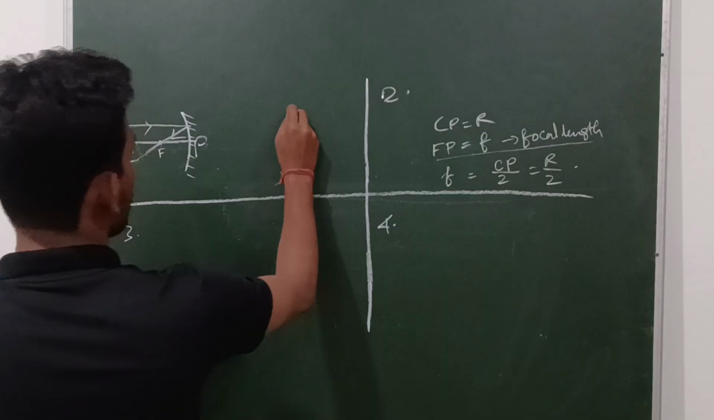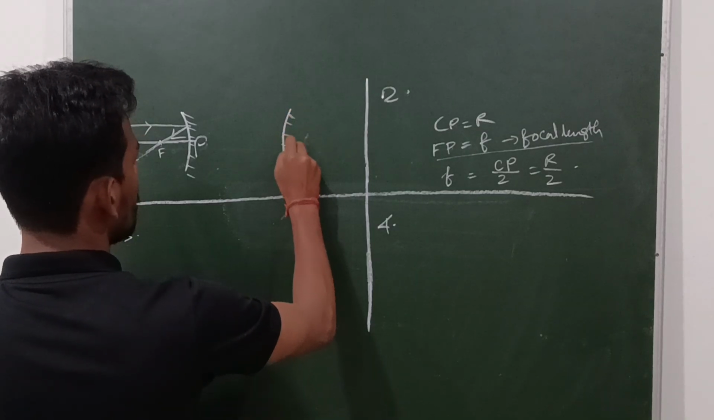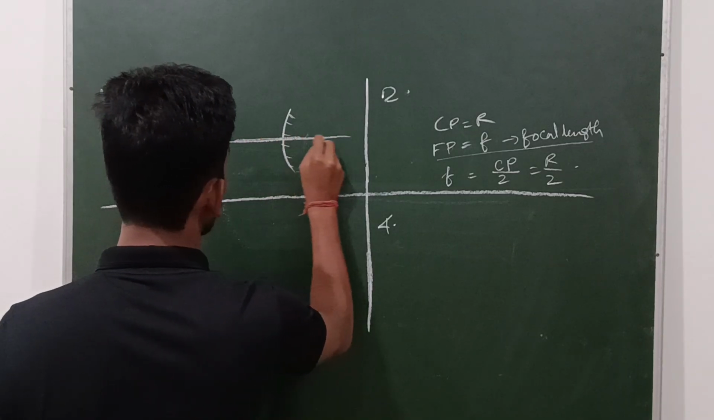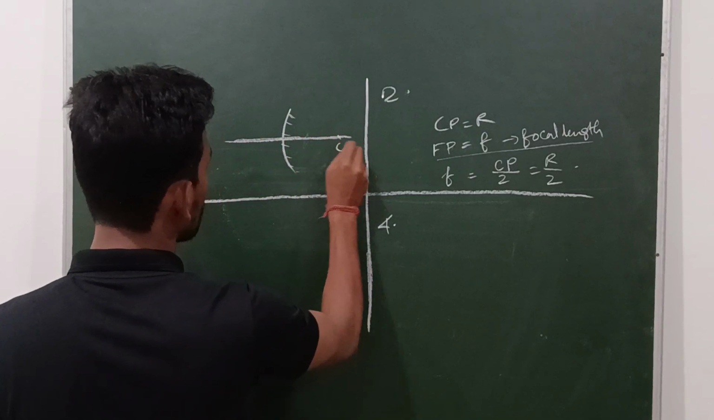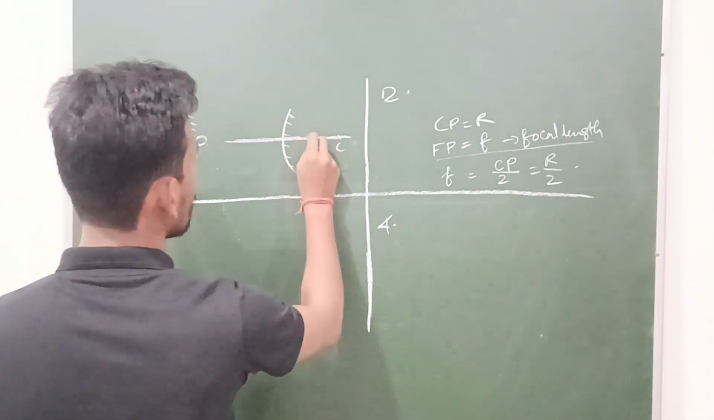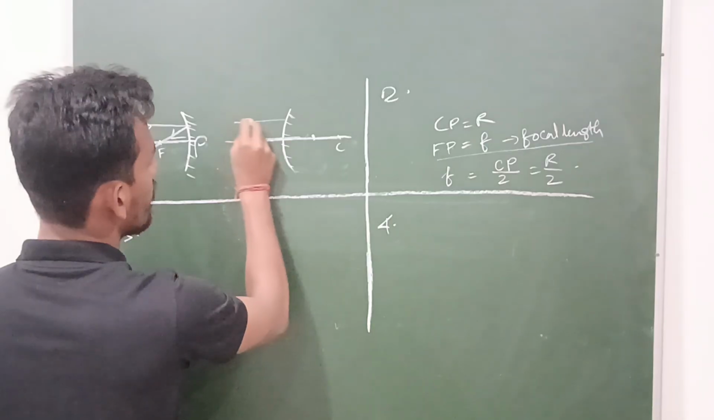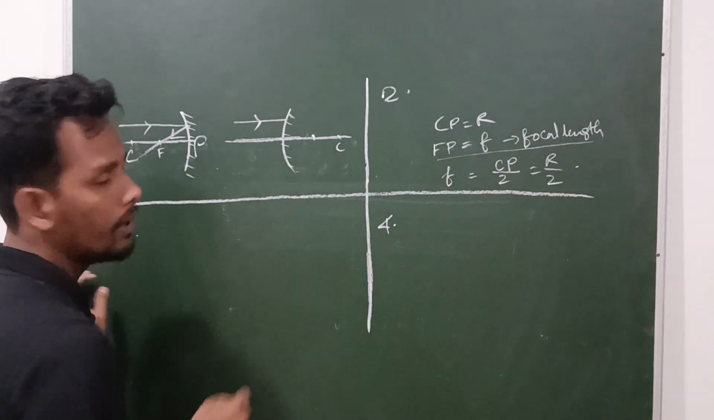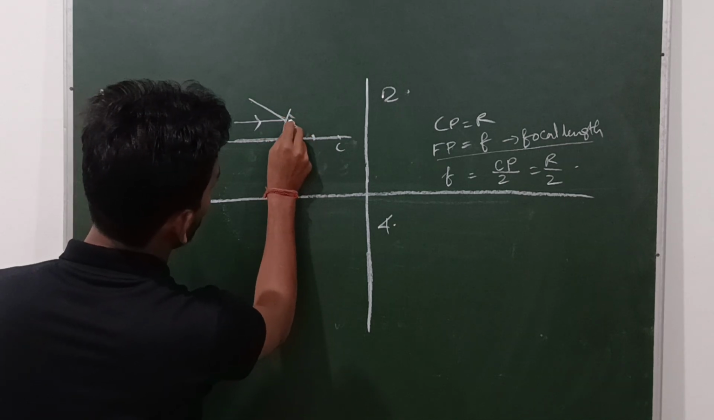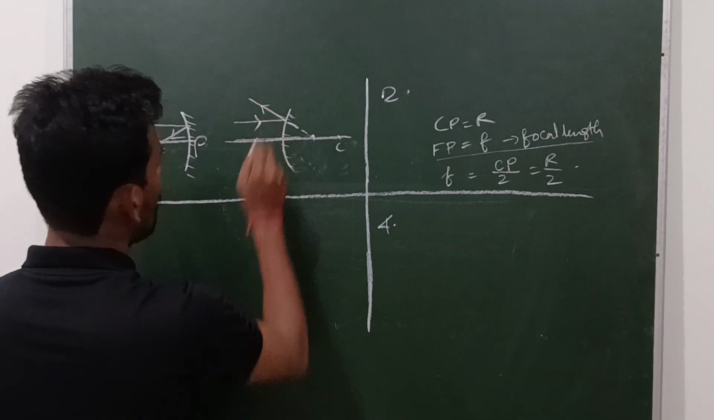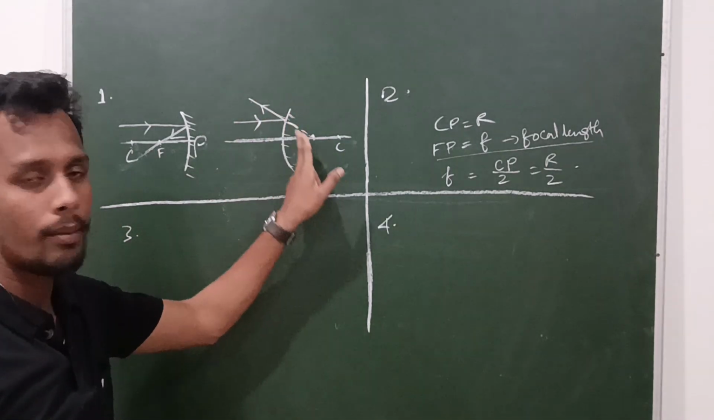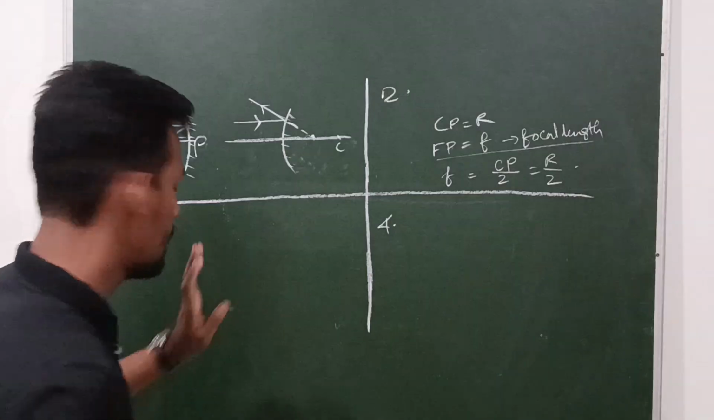And in case of convex, you have to draw the principal axis. Here this will be the center of curvature. From here you can draw the mirror. This will be the focus. So if a ray is parallel to the principal axis, what will happen? After reflection, the reflected ray will diverge out, looks like it diverges from a point behind the mirror. This is the diagram. This is the rule. After reflection in case of convex, it will diverge out from a point behind the mirror. Clear?